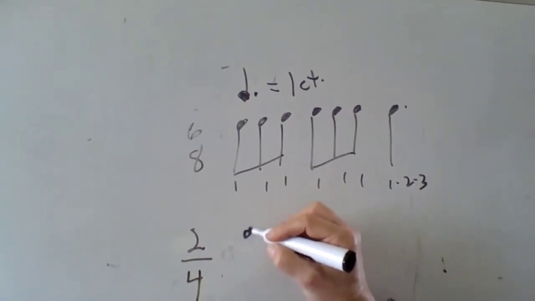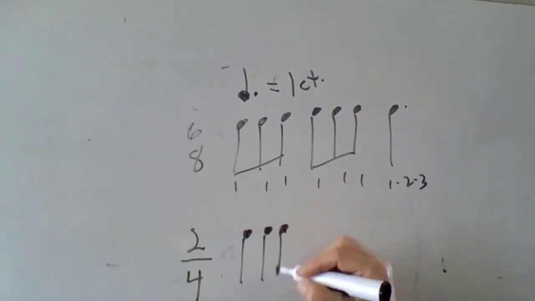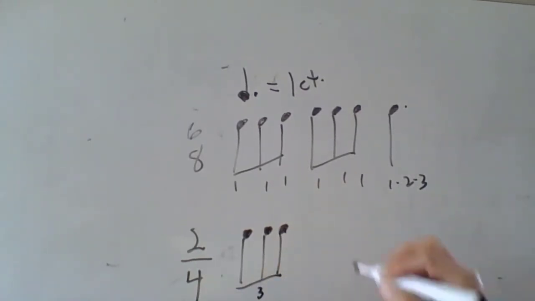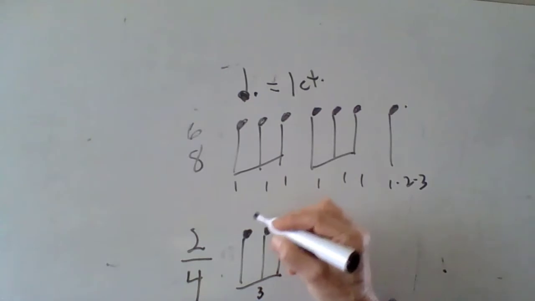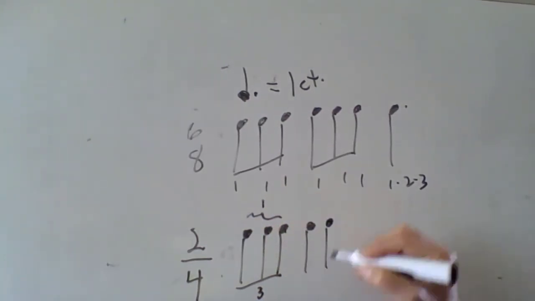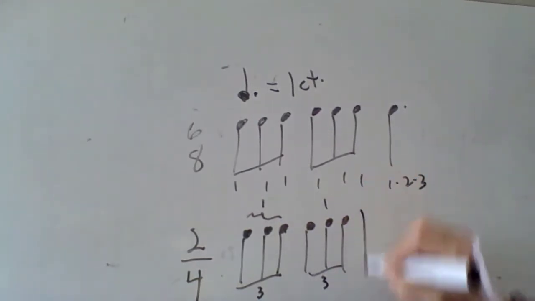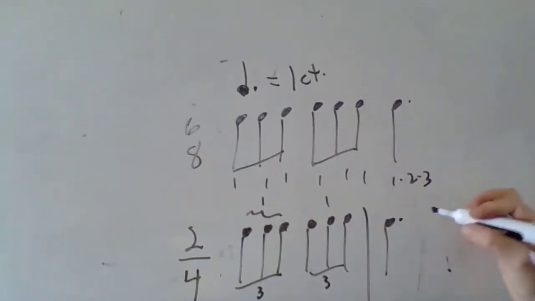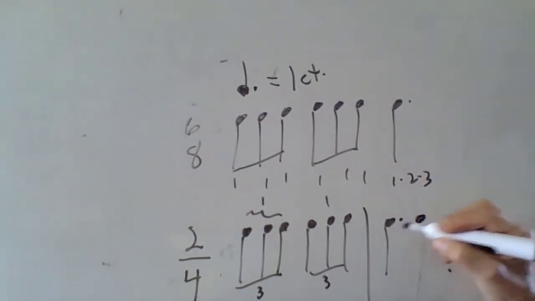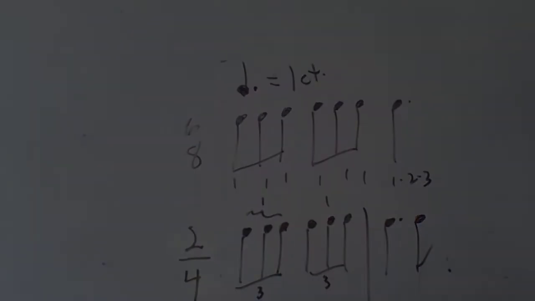And 2/4 time, this is how it looks. We have a triplet, and we put a 3 there to show it's a triplet, and that's worth 1 count. And then we have another triplet, which is worth 1 count. And then we have the measure. And then we have this. There would be a dotted quarter and an 8th note there. So this gives that fast flowing rhythm in Tarantelle.